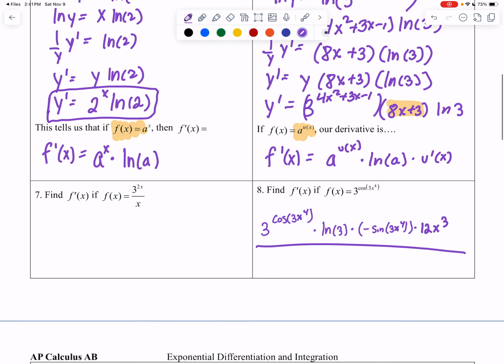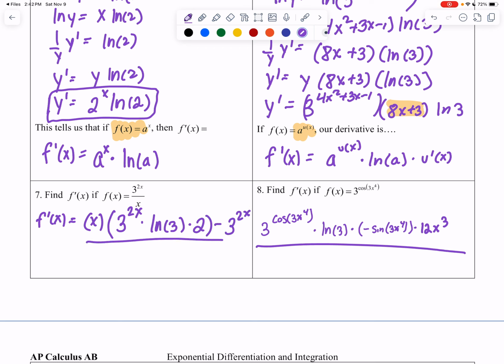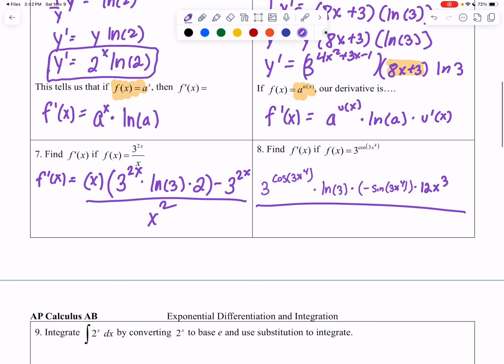Same thing with number 7 here, where we want to take the derivative, but we have to use quotient. So I'm going to have low times the derivative of high. So I'm going to have 3 to the 2x times ln of 3 times 2, because that is my chain for 2x, minus high times the derivative of low, which is going to be 1, all over low squared. And you would just keep it like that.